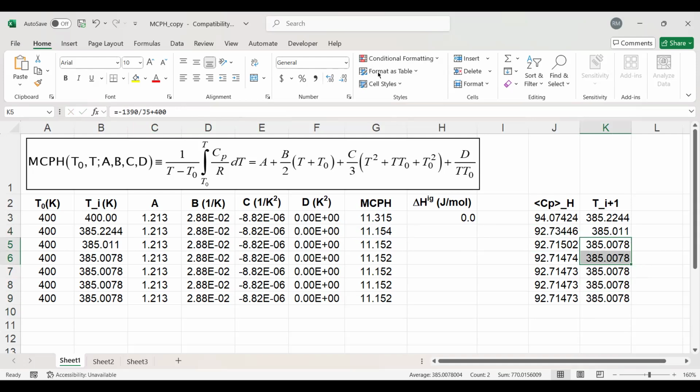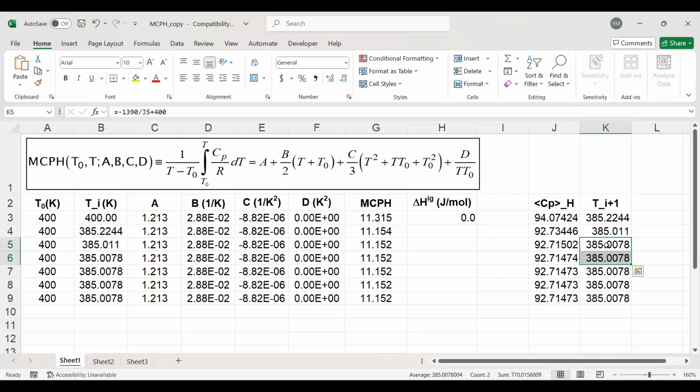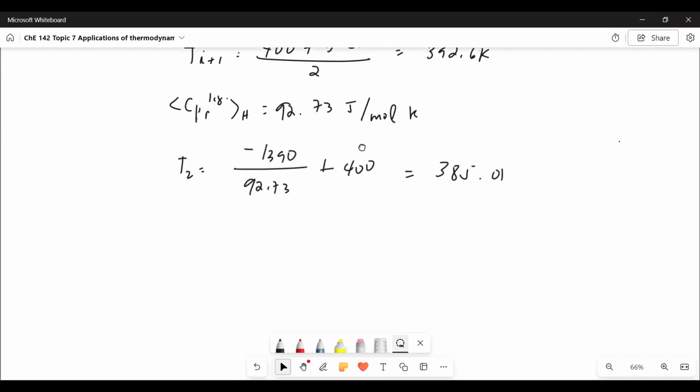I wonder why the book did not continue. But anyway, that's already a good estimate. As you can see, doing that is near the final answer. The 385, and so it stopped here. That means that's your answer. This is the final temperature.